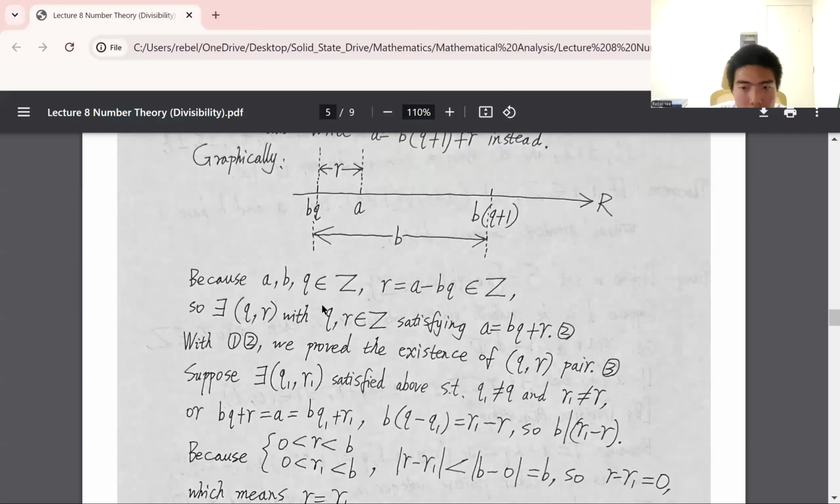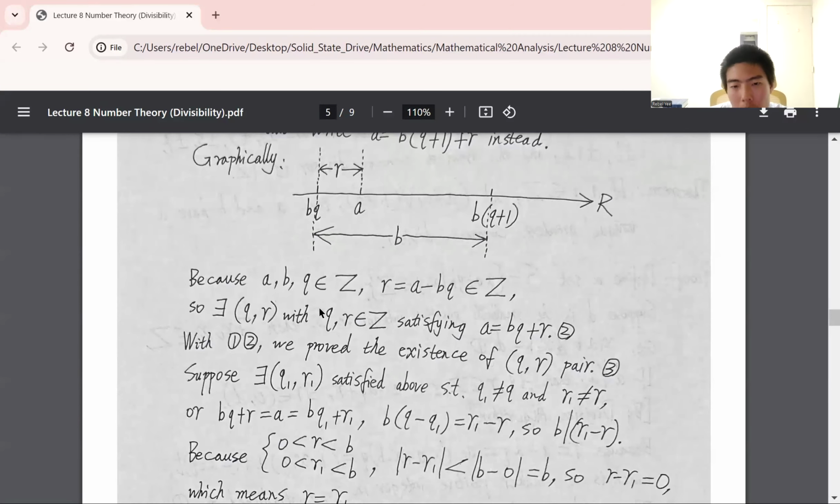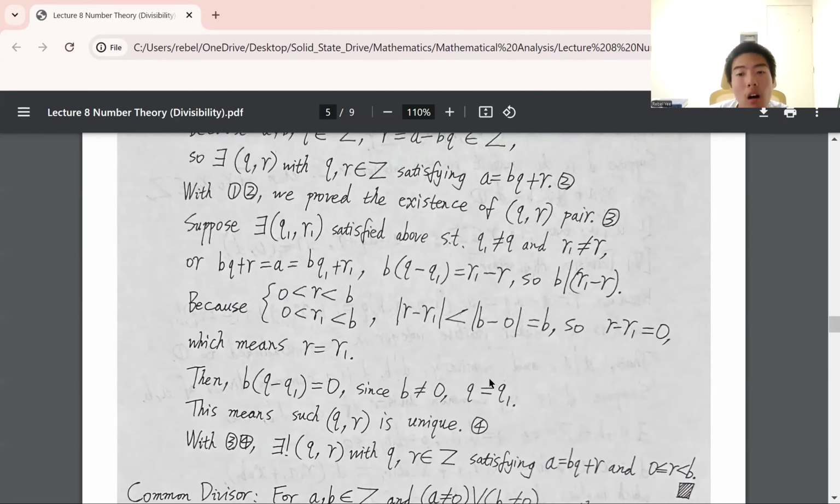Then the second part is we'll find that such a pair of Q and R is unique. So first, we suppose there's another ordered pair, Q1, R1, such that Q1 is not equal to Q and R1 is not equal to R, and they are both equal to A in this form and this form. And clearly, if they're both equal to A, then they're equal to each other. So we can subtract Q1 here and R here, which forms this equation.